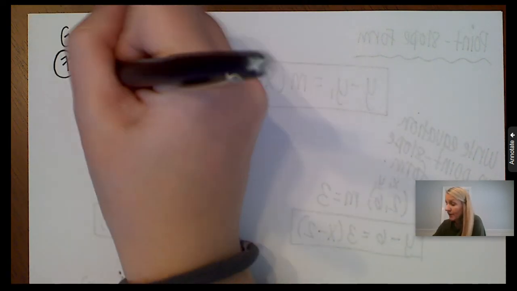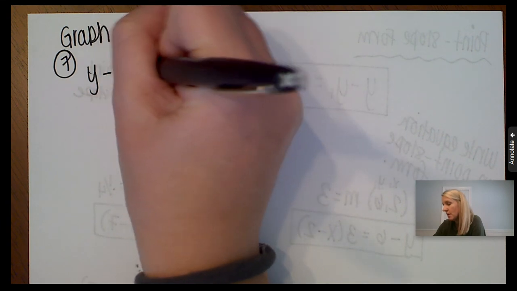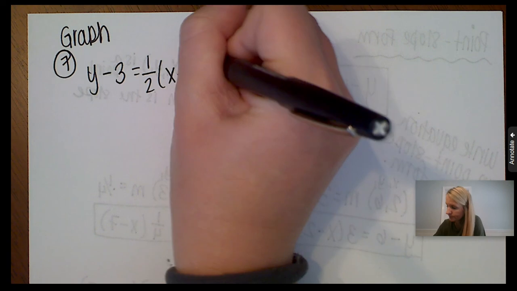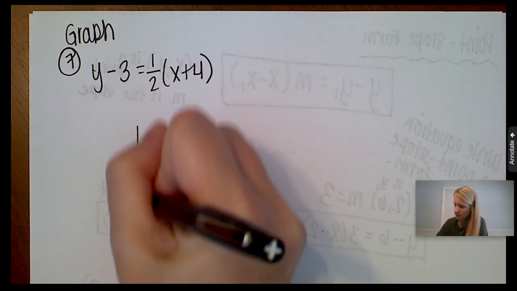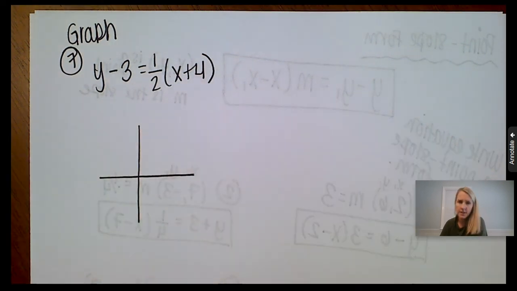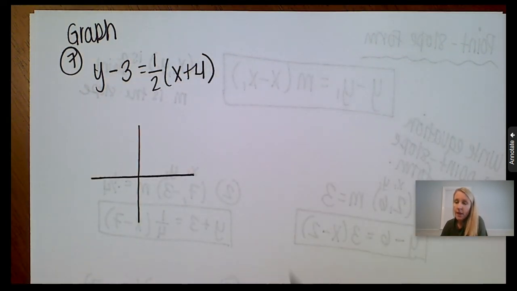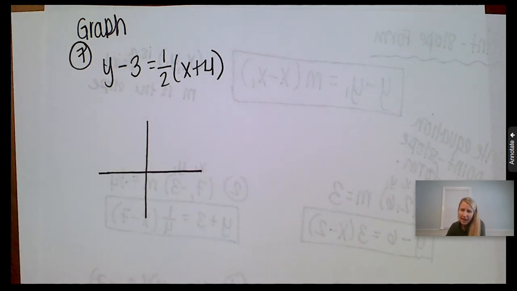So when I'm graphing, I'm going to give you an equation. Y minus 3 equals 1/2 x plus 4. So I want to graph it. I need an axis so I see where my origin is and where my points will go. Before I start to graph, I'm going to label everything. And that's the biggest thing in this chapter. What form do I have? What information do I know? Label it, and then you can work off of that.